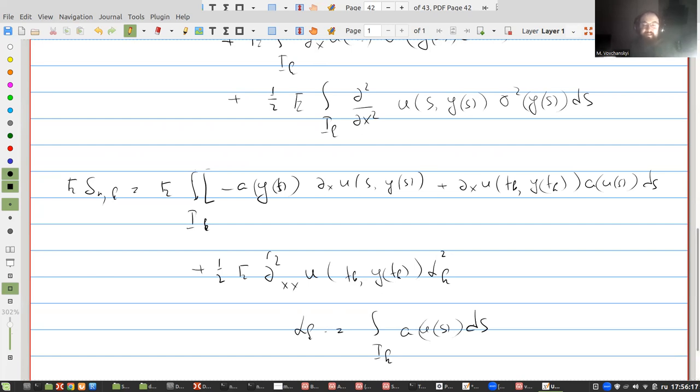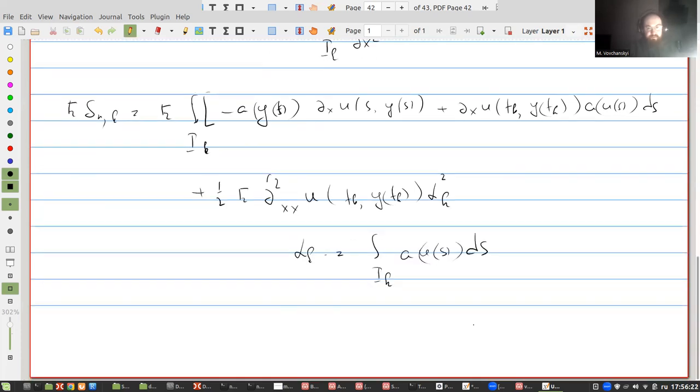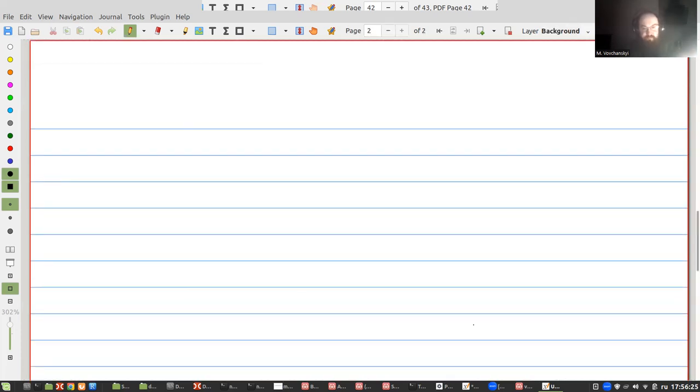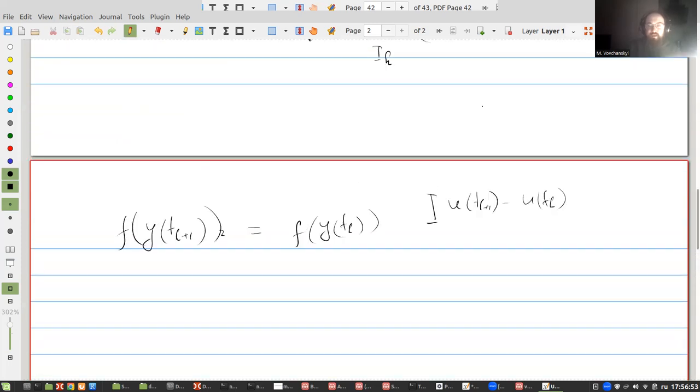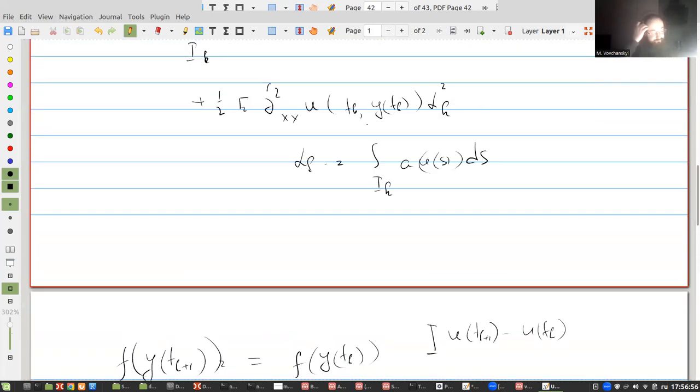We get an ugly expression because we do not have the eta formula. And why don't we have it? Because now y tk plus 1 function cannot be written as a function of y tk, because there is a jump that is governed by u tk plus 1 minus u tk. So this will add this additional integral into this expression.